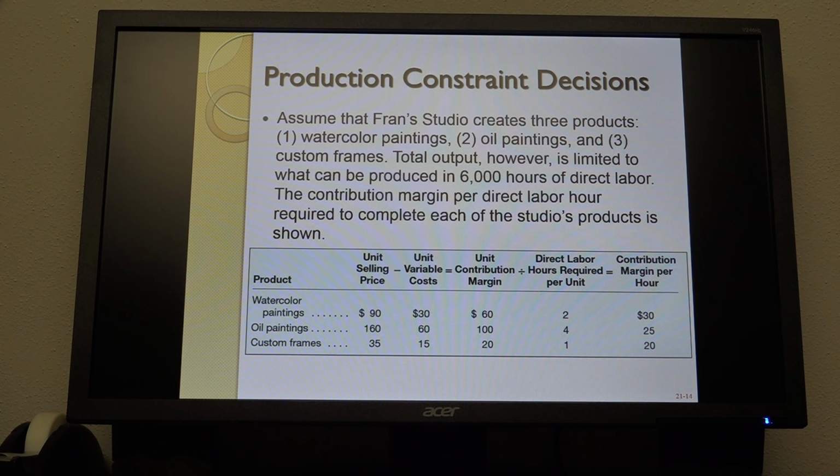And within certain constraints, what they should do is pick the product that has the highest contribution margin per hour. In this case, the highest contribution margin per hour comes from the product watercolor paintings. So in a perfect world, they should want to make more watercolor paintings than they do oil paintings and or custom frames.